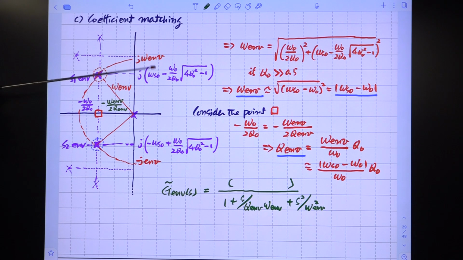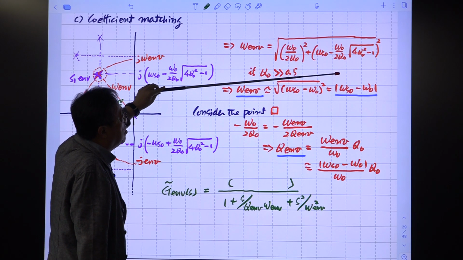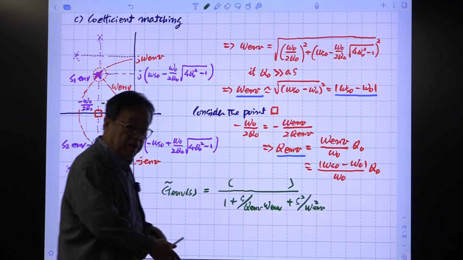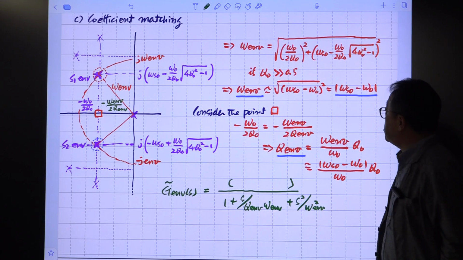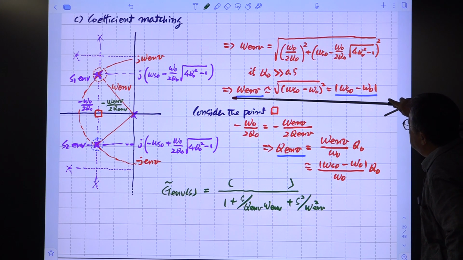This is called coefficient matching somehow. So this is the expression. But if the Q naught is much larger than 0.5, this is a resonant tank circuit. Q of a resonant tank circuit is very large. So it satisfies this requirement. Then this will be reduced to this.